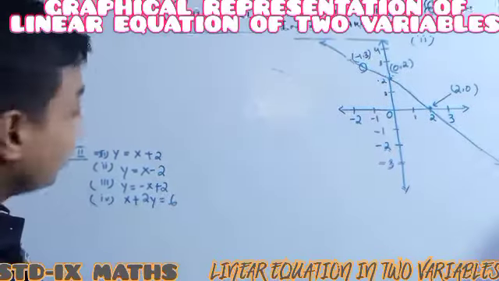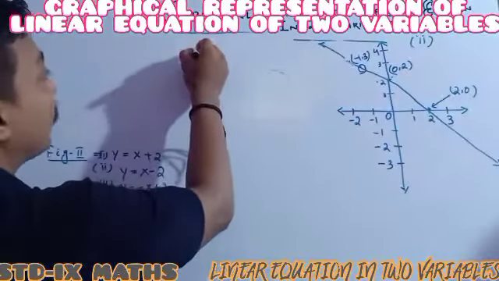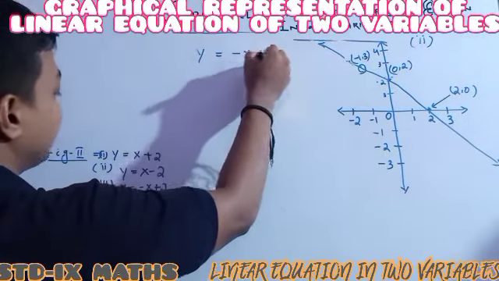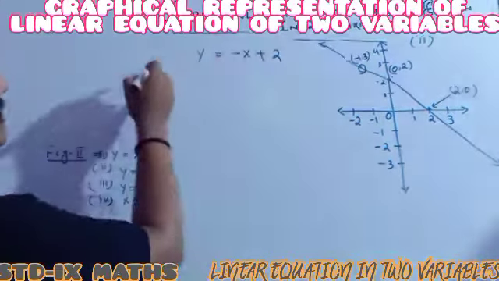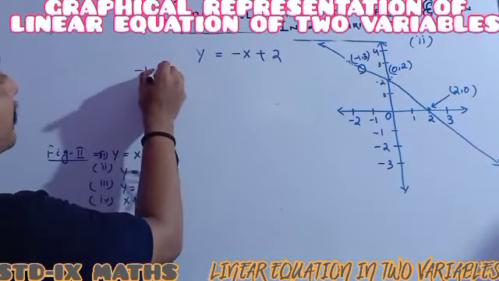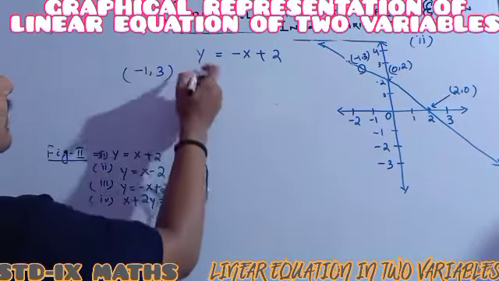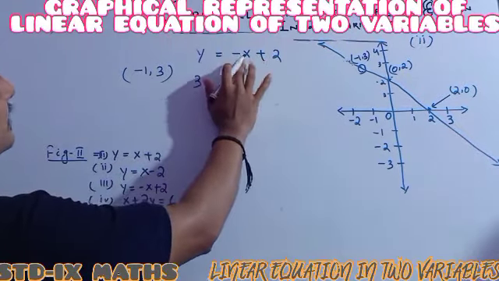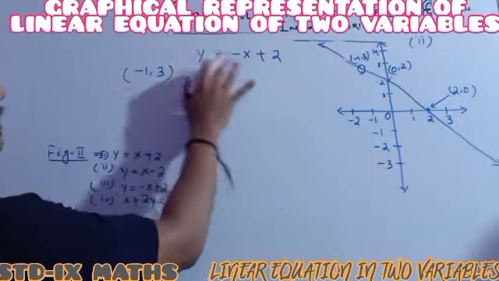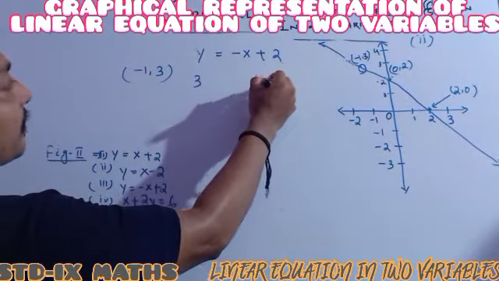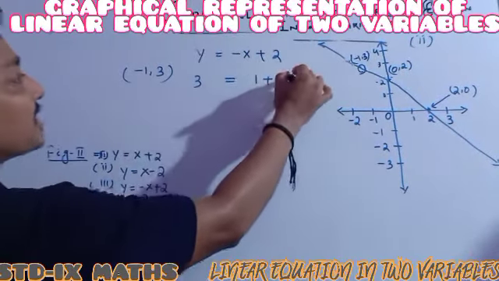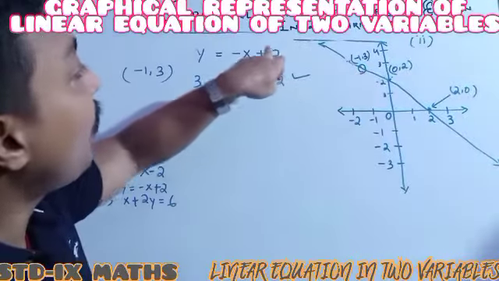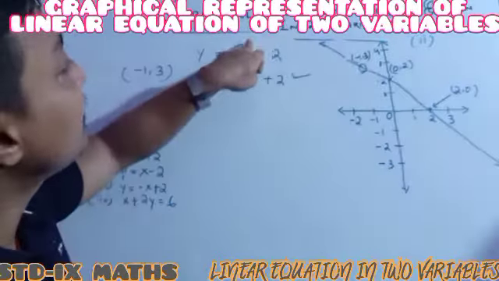Checking for the third one, y equals minus x plus 2. Also we have to start checking from the same point, minus 1 and 3. See, the left side is 3, and on the right side it is minus x. So x equals minus 1, minus of minus 1 is 1, plus 2 is our 3. So the first point is satisfied. This one is a point on the line, the solution of this equation.